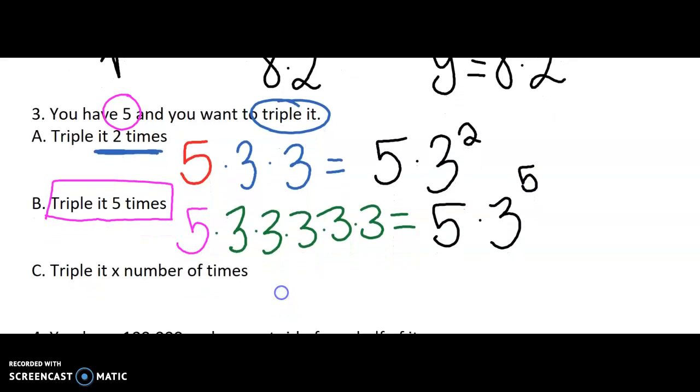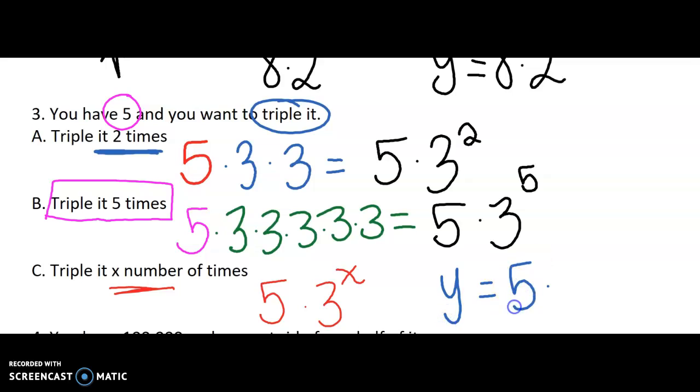Now let's try the equation. So again, we started with 5. We're going to triple it. Here we don't know how many times, so it's 3 to the x. So our equation is y equals 5 times 3 to the x. There we go. Let's go ahead and try the last example.